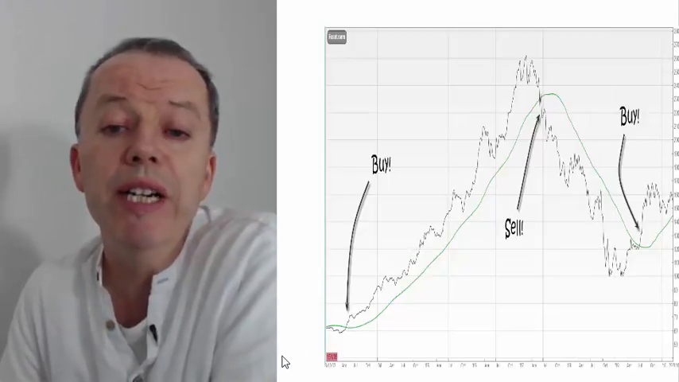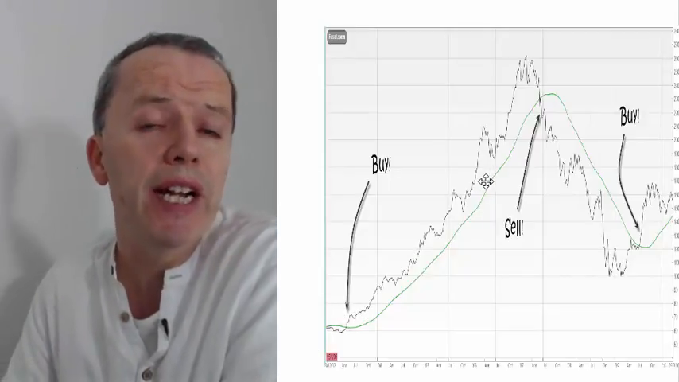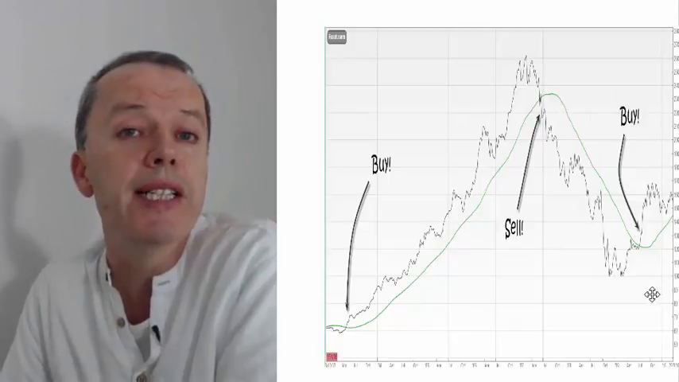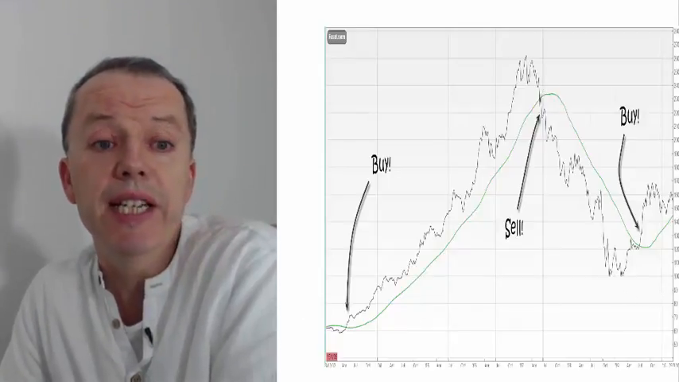I'm only interested really in being in the asset class if it's going up in value. Why would I want to be in it if it's going down in value? I don't want to be invested if that's the case.